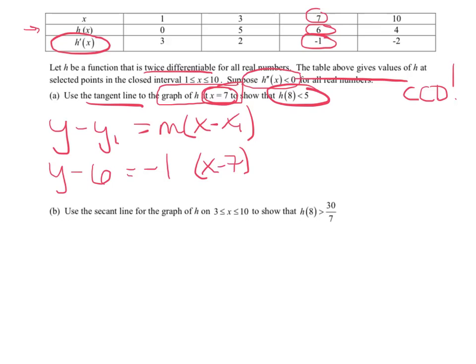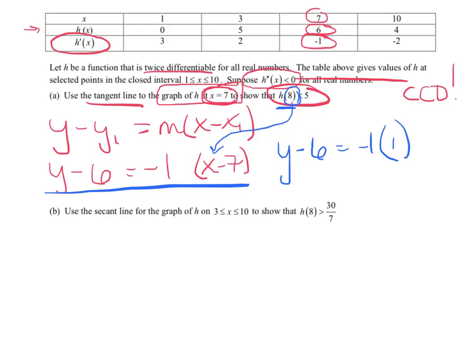Now they want you to show that h of 8 is less than 5. All right, so let's substitute that 8 into our equation. Now again, I just want to note, I'm not changing this equation whatsoever. I'm just taking 8 and simply putting it into x. So y minus 6 equals -1 times 8 minus 7, which is 1. y equals -1 plus 6. y equals 5. Now you might be scratching your head for a moment because they did say, show that h of 8 is less than 5, and you're getting exactly 5 as an answer.